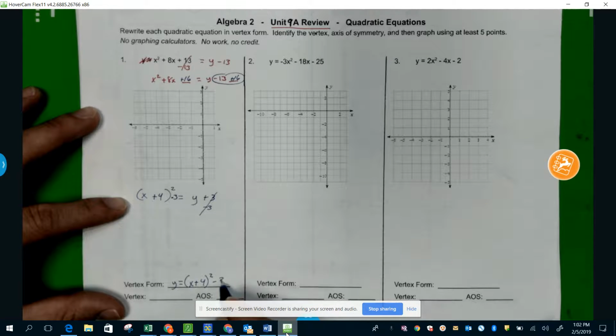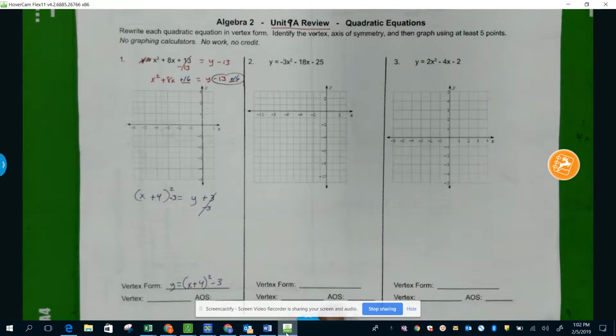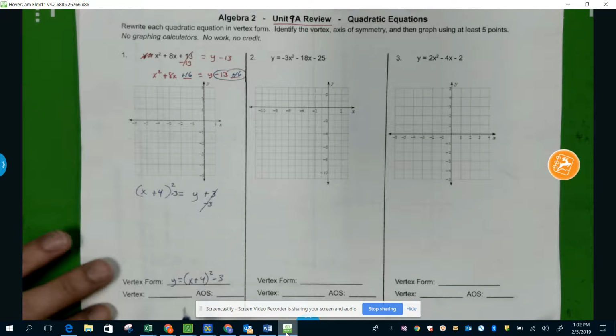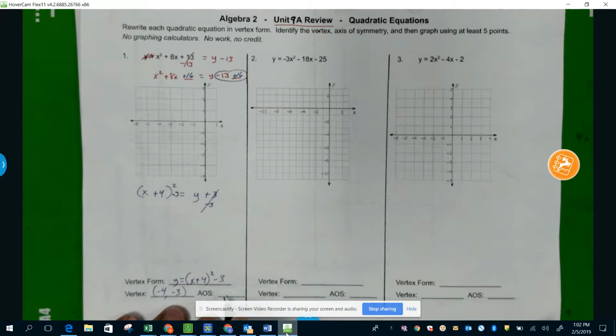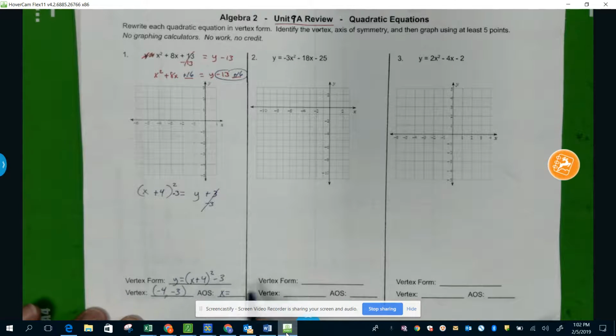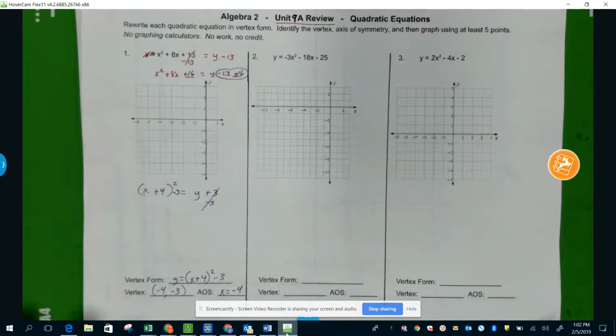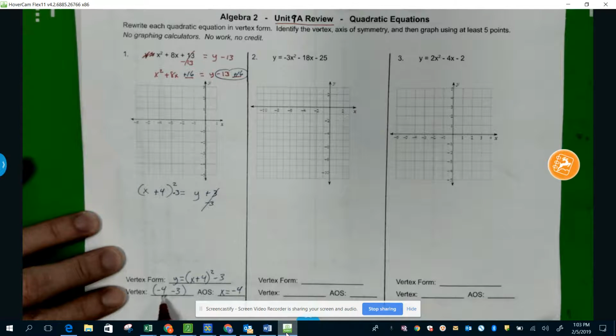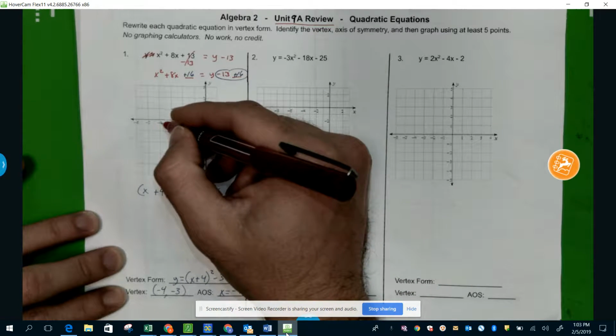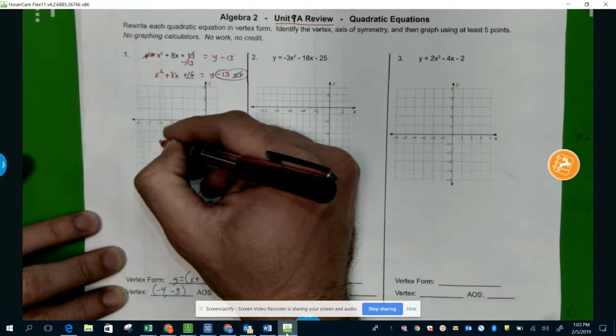squared minus 3. Okay, the vertex is always a coordinate, so the x value is always opposite of what the x says. So negative 4, and this one is what it says it is, negative 3. Axis of symmetry, always x equals the x value of my vertex, x equals negative 4. So to plot these coordinates on the graph, my vertex is negative 4, negative 3. So we'll plot that coordinate.